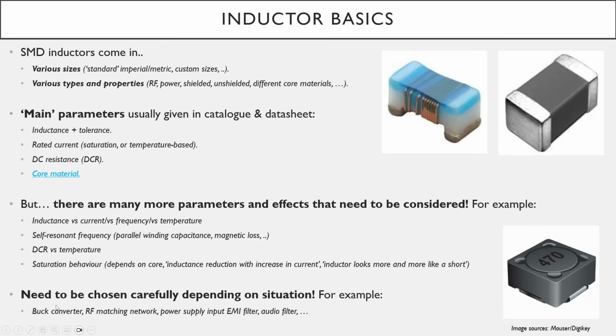For instance, if we're looking at a buck converter, choosing the magnetics, choosing the inductor for that switching supply will be a rather different affair than choosing a radio frequency inductor for a matching network, say that's running at 1 GHz. That again is different to choosing an inductor for a power supply input EMI filter. And then again, that's different to choosing an inductor for an audio filter. So depending on the application, you do need to consider these parameters quite carefully.